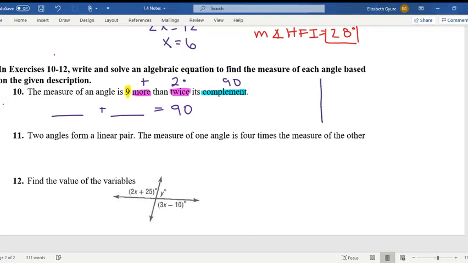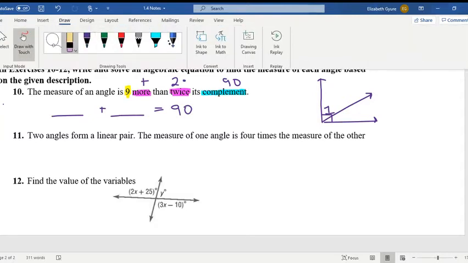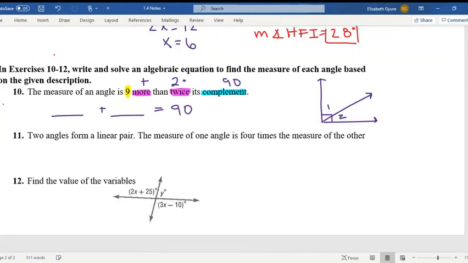Well, a 90-degree angle could be like a right angle, right? But there's two angles here. It says an angle is 9 more than twice its complement, that implies that there's two of them. So I'm just going to kind of draw a little diagram here with two angles. I'm going to call one of them angle 1 and one of them angle 2. It doesn't really matter which one you call which. This is just so we can figure out what this might look like. So it says an angle, so either one you want, is 9 more than twice its complement. That means we're only given information about one of these angles. One of these angles is 9 more than twice the other one.